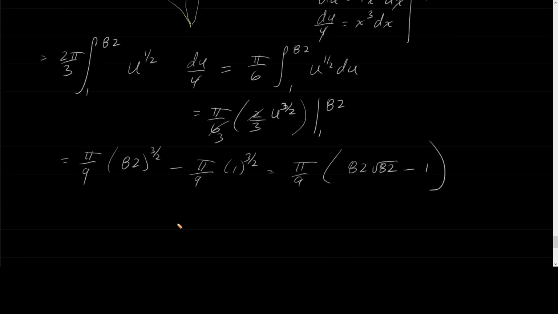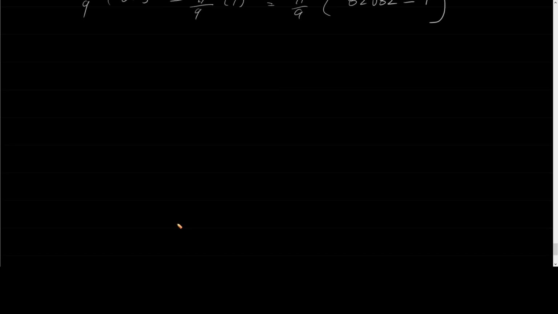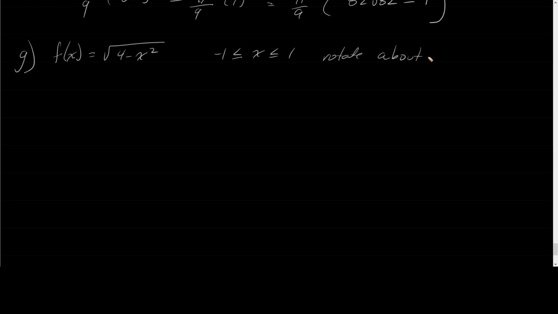So that was F. G. Let's say I had the function f of x is equal to the square root of 4 minus x squared, and we're going to do this from -1 to 1. And we're going to rotate. We'll do about the x-axis again.